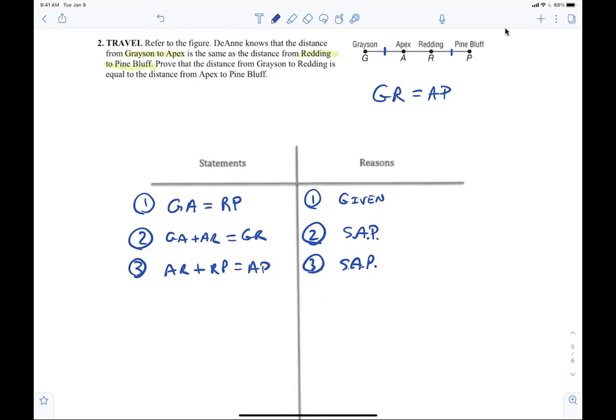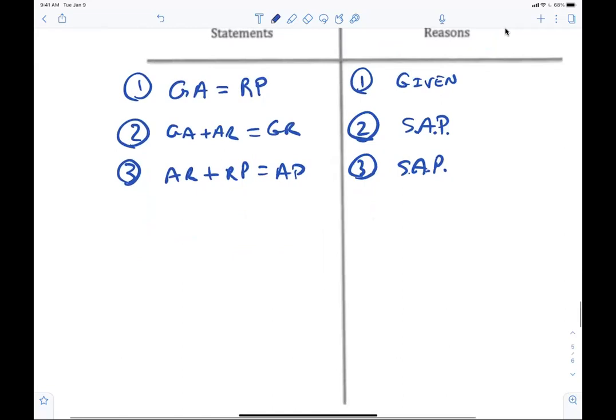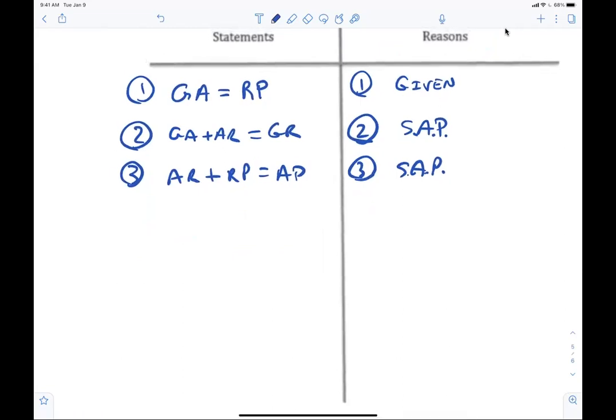Tell me. Hold on, Harrison. Isn't it like GA plus AR is equal to AR plus RP? You have to tell me why. What are you substituting? GR and AP. All right, Harrison, you got it. Now you've got to talk to me because you're almost right, I think. So what on here did you substitute in? You just said this is equal to this, correct? Yeah.